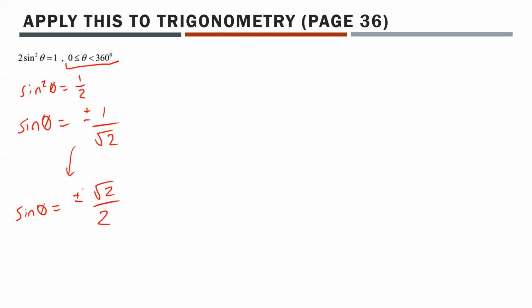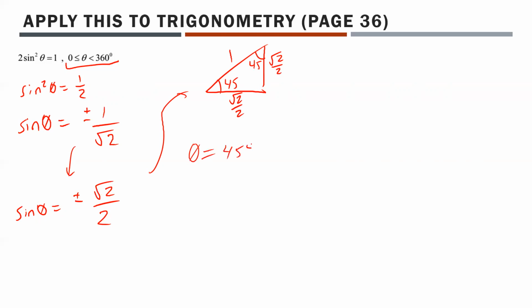That's one of our special triangles, and it's actually our 45-degree triangle, right? So if you drew a 45, 45, 90 triangle, like so, you're going to see that the side lengths on here are root 2 over 2, root 2 over 2, and 1. Since we're saying that sine is either plus or minus root 2 over 2, well, sine, of course, is opposite over hypotenuse, so regardless of whether you look at one of these two angles, you're going to see that your theta, of course, is 45 degrees.